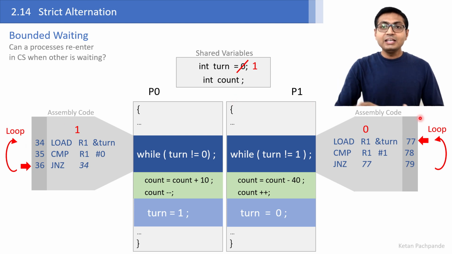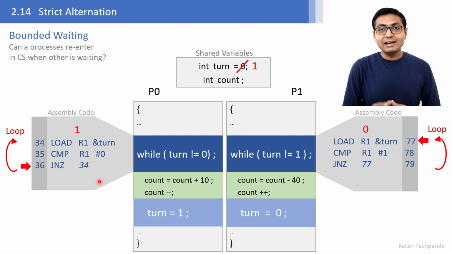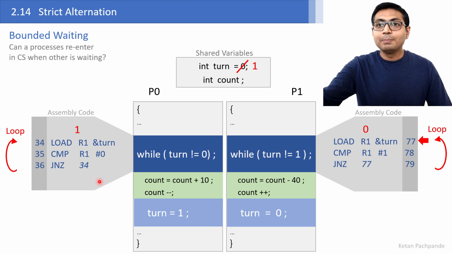So in short, if process P1 is waiting in the loop and meanwhile process P0 asks the entry section again, can I enter into the critical section? The entry section logic makes process P0 wait. In other words, process P0 will not get the entry 2 times consecutively if process P1 is waiting. And that's why I can say that bounded waiting is guaranteed by the strict alternation mechanism.